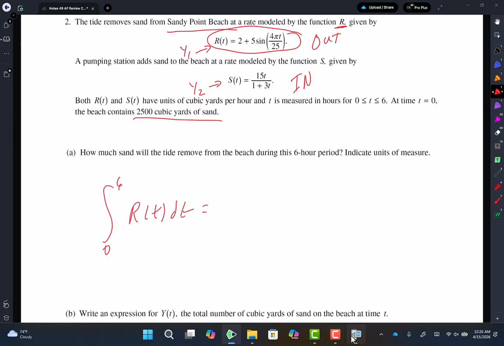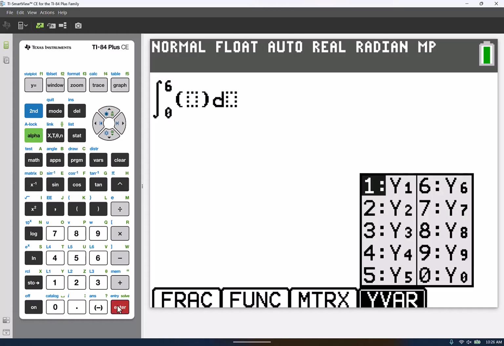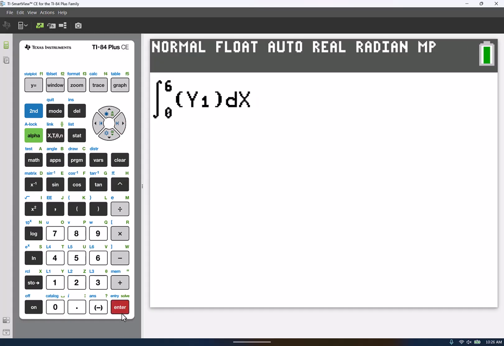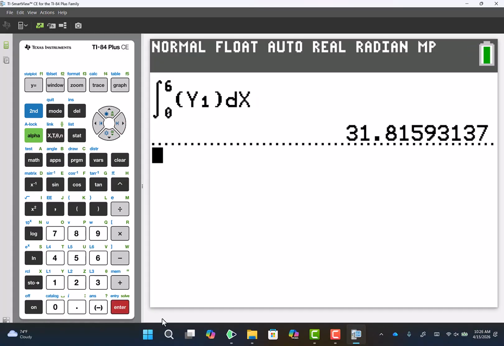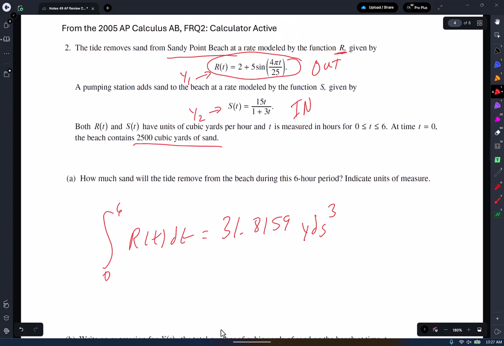It's all calculator. Let me clear this. Math 9, from 0 to 6, and they want rate out. I believe I have that in y1. And here we go. Did you guys get 31.8159? 31.8159. And I need units: cubic yards. This was a rate, cubic yards per hour times hour, so it's cubic yards. All right, are we good?